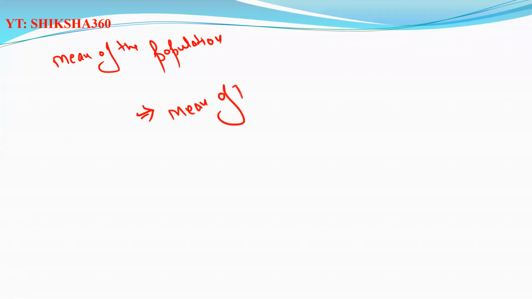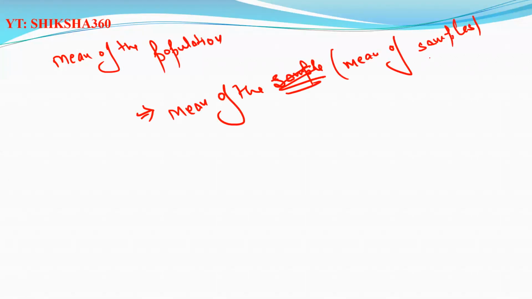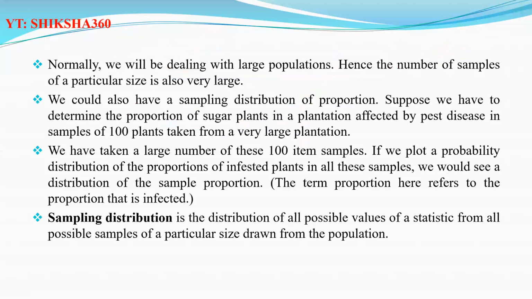That is, the mean of the population is equal to the mean of the sample means. Here the mean of the population is equal to the mean of the samples. Please remember this thing. This is the result which we will get here.